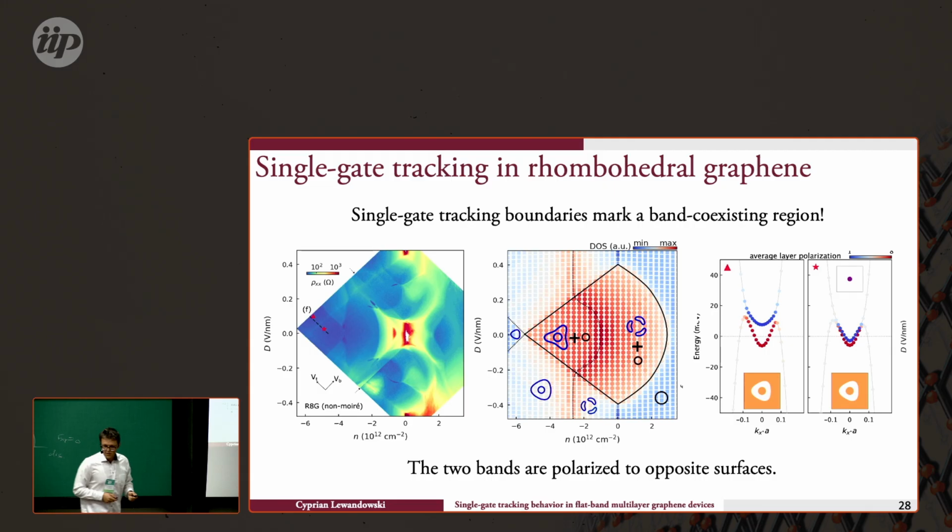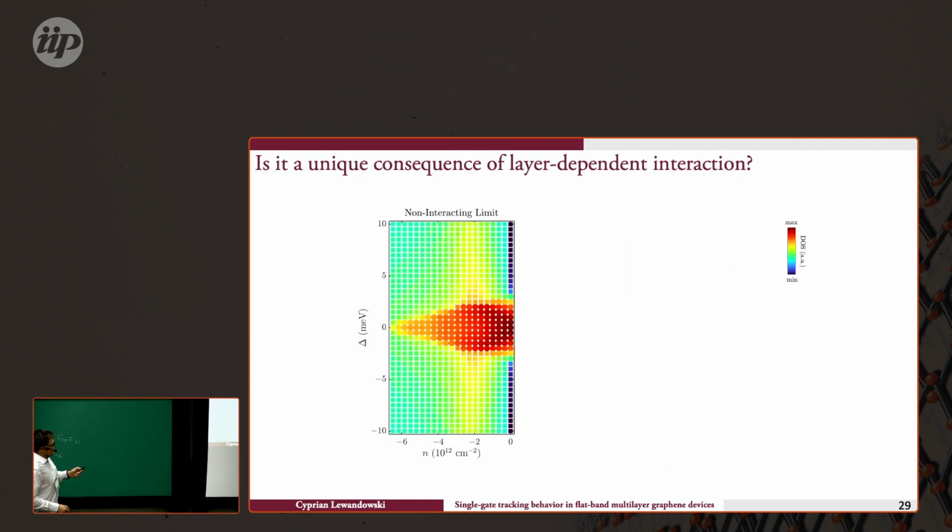Okay, 5 minutes. Okay. So the reason that the layer dependent interaction actually matters is because if I were to plot density of states at the Fermi level, firstly for a non-interacting model as a function of n and the external layer potential, then I would generically get the region of coexisting bands. That's just a feature of the model. And then at some point I will have an insulator.